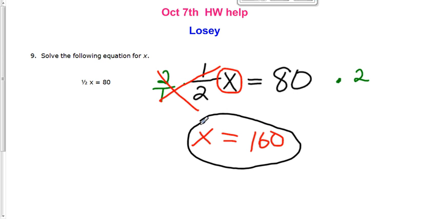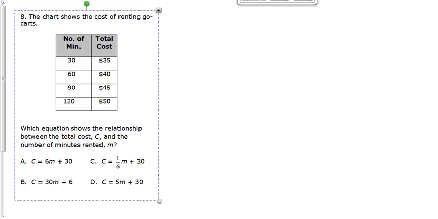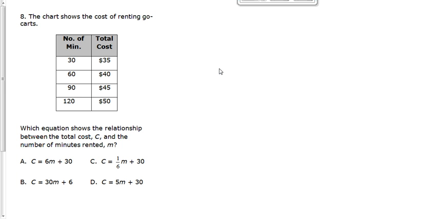That's working backwards. Okay, guys, if we'll go ahead and look down at problem number 8, we're going to go back to problem 8. The chart shows the cost of renting go-karts. Number of minutes, total cost. Which equation could be used to show the relationship between the total cost, C, and the number of minutes, M? So let's go ahead and label our x and our y, or in this case, instead of x and y, we have C for our total cost, and we have M for our total minutes.